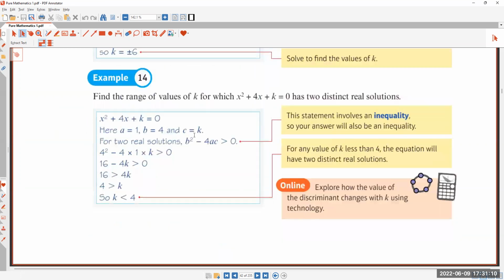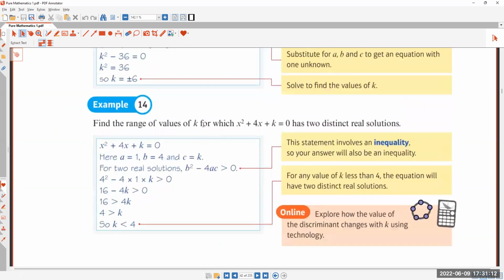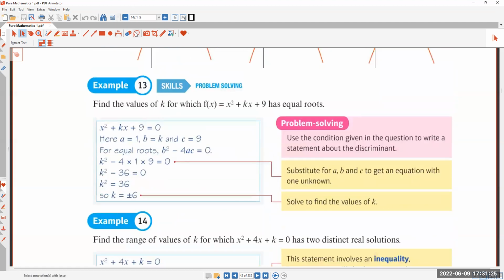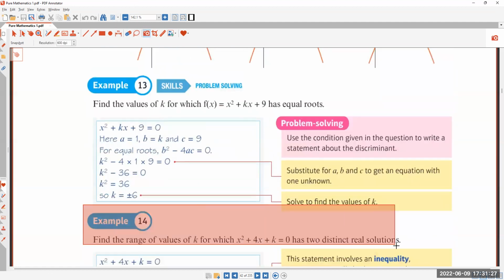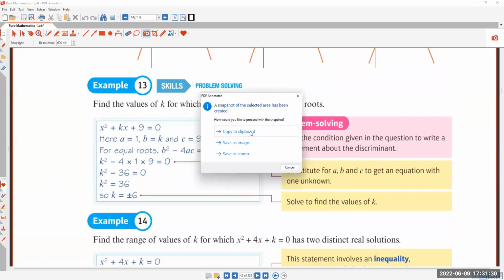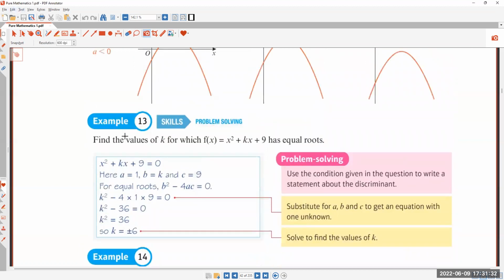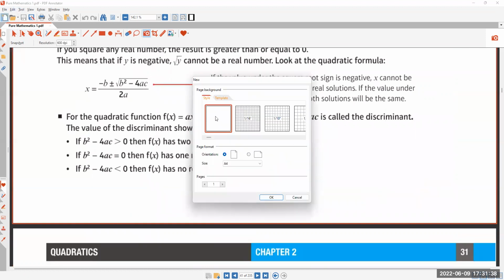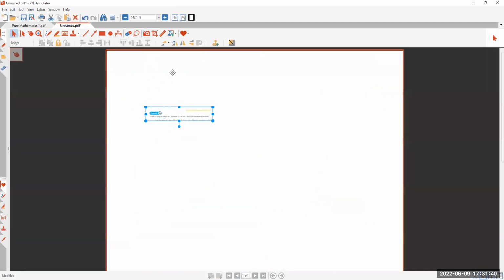Okay. Now find the range of the values of k. They said find the range of the value of k for which the equation has two distinct roots. When it has two distinct roots, if you remember, what was it? b square minus 4ac greater than 0. Do you remember distinct roots that we learned over here? They gave us three conditions, and this is the first condition we are talking about.